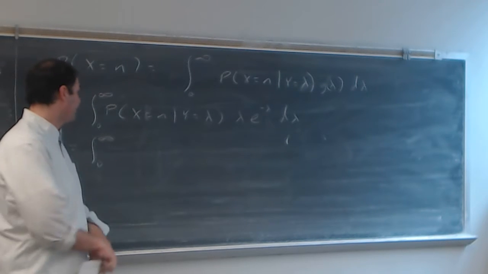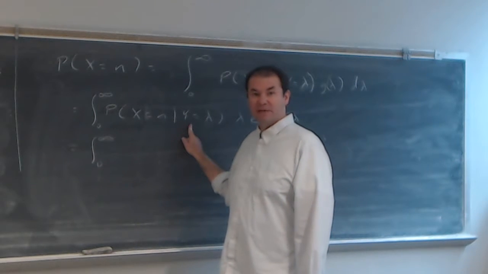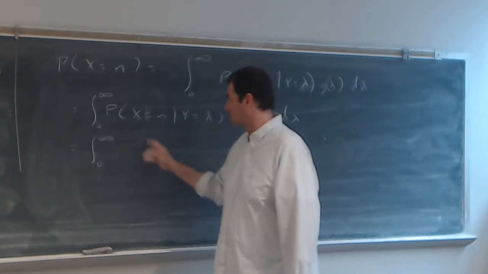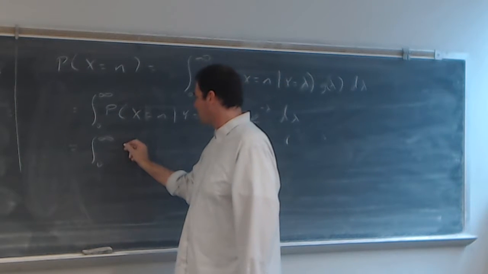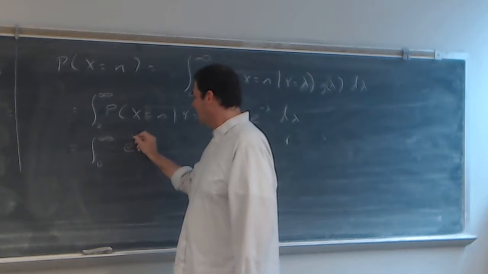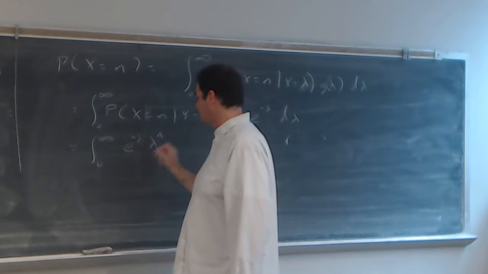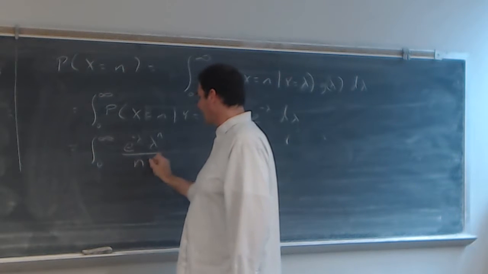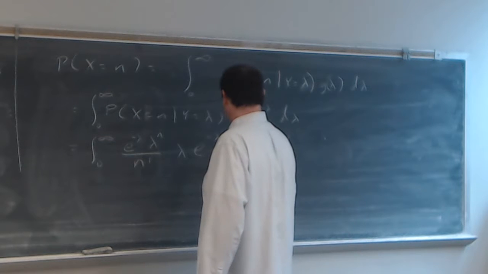So given that, this is where we have the advantage of conditional probability being easy, that we put ourselves in that position. The probability that x is equal to n given that is e to the minus lambda, lambda to the x, but x is n, over n factorial. Here I have lambda, e to the minus lambda, d lambda.